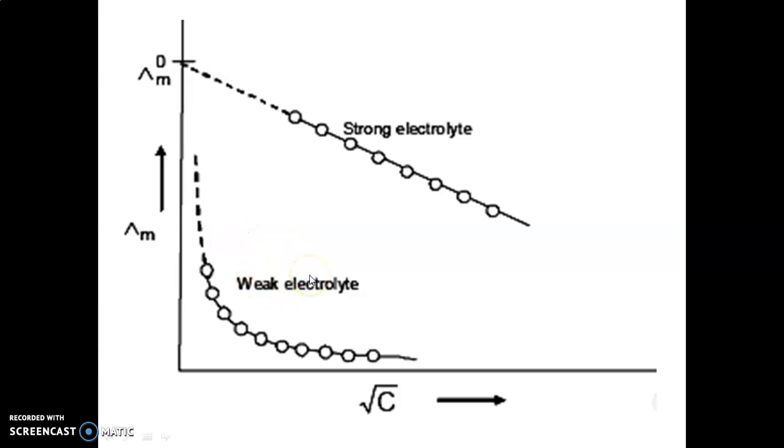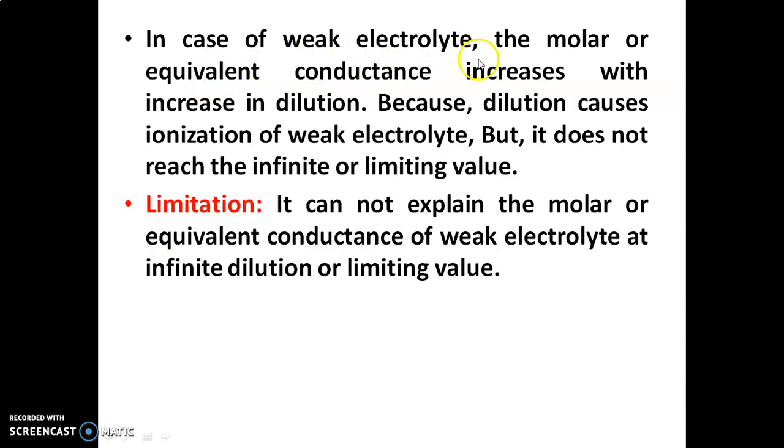In the case of weak electrolyte, on dilution the number of ions increases, but it will not reach the limiting value. Means in the case of weak electrolyte, the molar or equivalent conductance increases with increasing dilution, because dilution causes ionization of weak electrolyte, but it does not reach the infinite or limiting value. Then what is the limitation of this Debye-Huckel-Onsager equation? By using it, we cannot find out molar or equivalent conductance of weak electrolyte at infinite dilution.